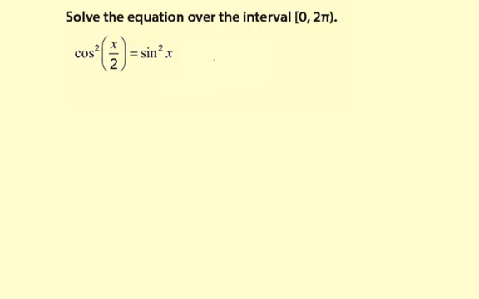So the half angle formula for cosine is cosine of u over 2 equals plus or minus the square root of 1 plus cosine of u over 2, and the 2's in the square root sign. So what I'm going to do is take this plus or minus square root of this whole deal, and then that's going to go in for cosine of x over 2, and then I'll just square it. So it's going to be like this.